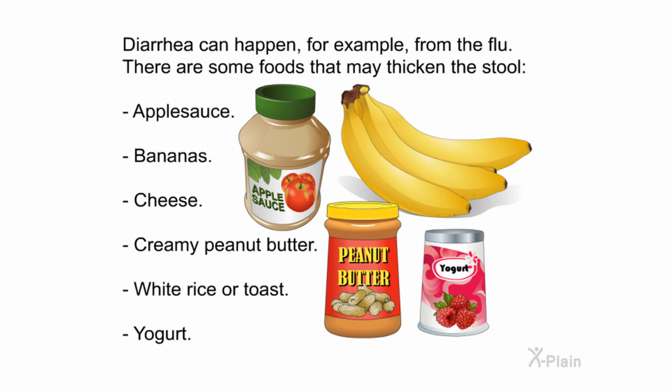Diarrhea can happen, for example, from the flu. There are some foods that may thicken the stool: applesauce, bananas, cheese, creamy peanut butter, white rice or toast, yogurt.